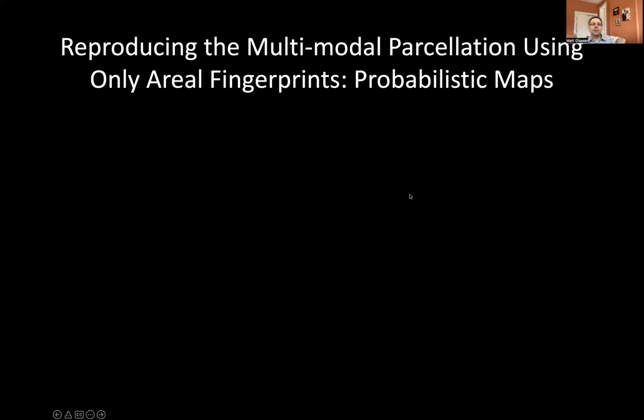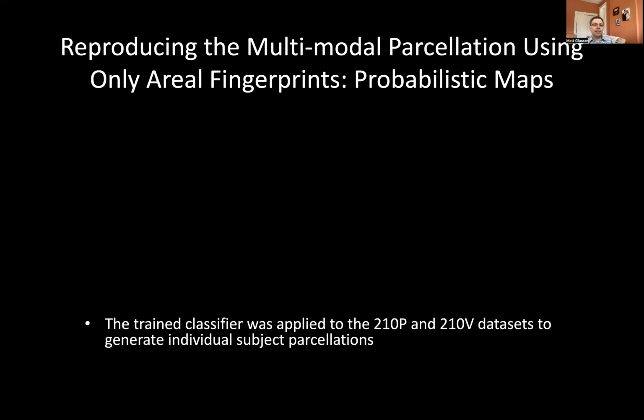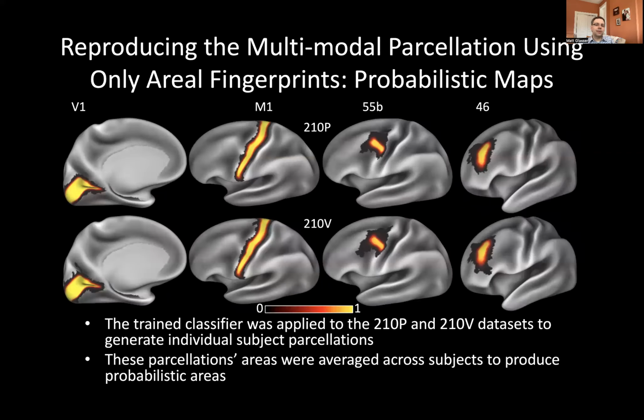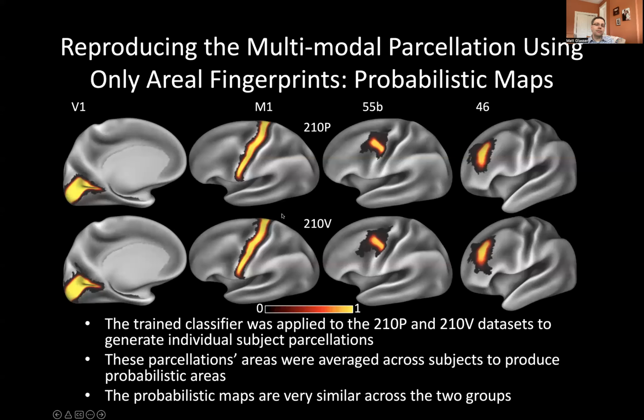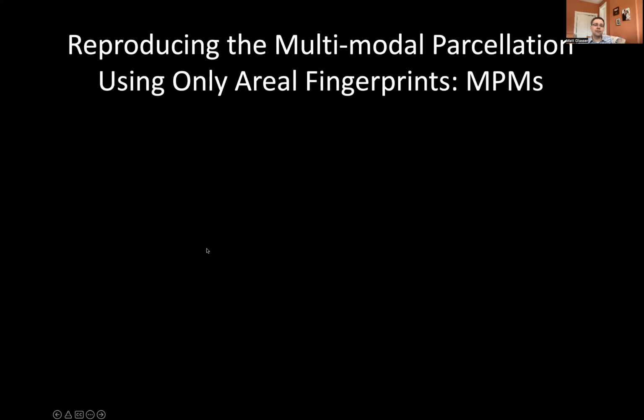So what about reproducing the multimodal parcellation using only these areal fingerprints? Well, we can apply the trained areal classifier to both the 210P and 210V data sets to generate individual subject parcellations, and then average those parcellations across subjects to produce probabilistic areas. Here's probabilistic V1, M1, area 55B, and 46. And they're very similar across groups. These are tighter distributions, and areas like 55B or area 46 with more variability are not quite as tight, but very similar across the two groups.